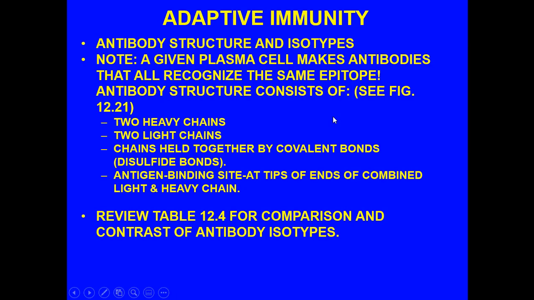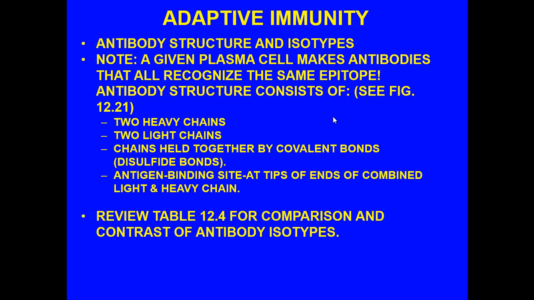Okay? Now, let's talk about antibody structure and isotypes for a minute. Now, there's a typo in the book. It says actually isotopes, and that's a typo. It is isotypes. A given plasma cell makes antibodies that all recognize the same epitope, okay?